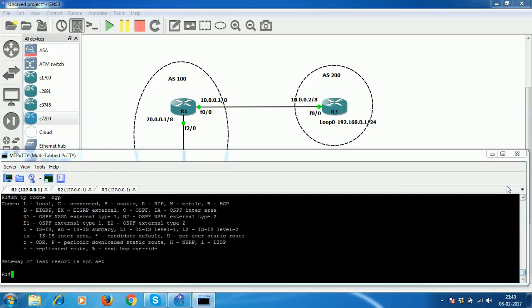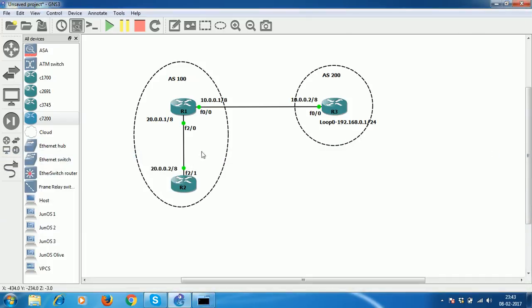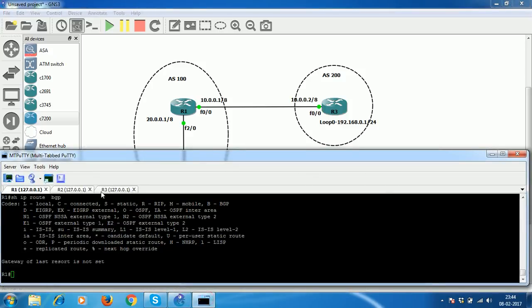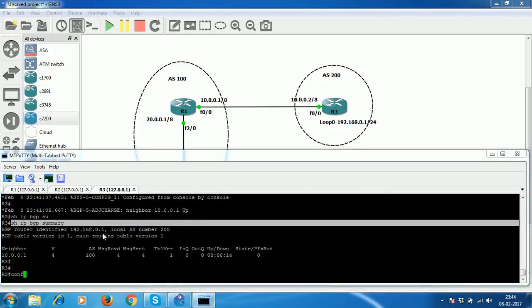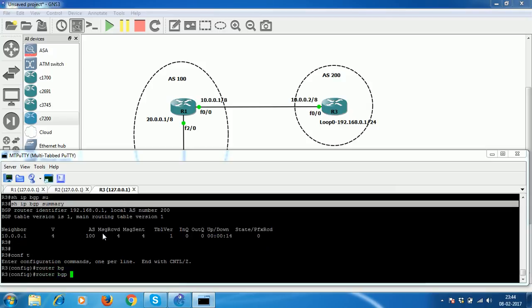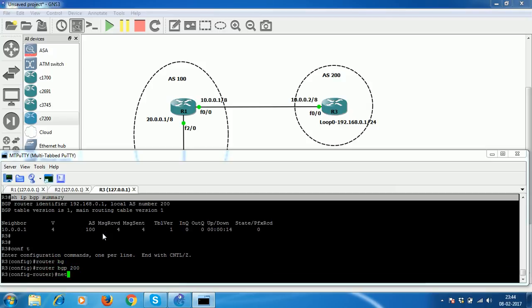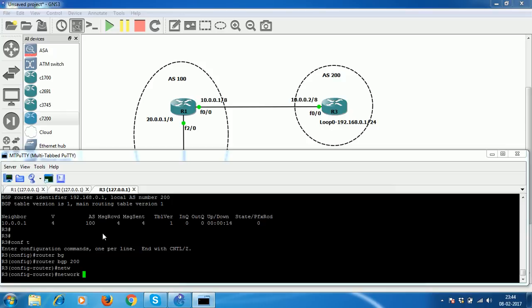Our objective is that from R2 I should be able to reach router 3's loopback interface. So what I need to do in router 3 is first advertise my loopback network into BGP. Let's do that. In router 3, router bgp 200. The thing I'm going to advertise is not an IP address, it is a network address. You should be very careful.